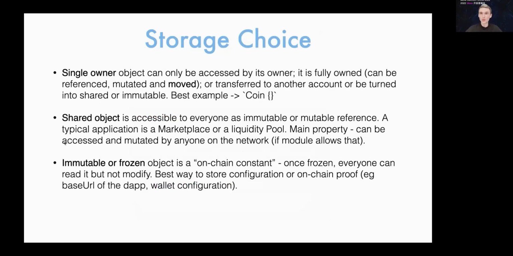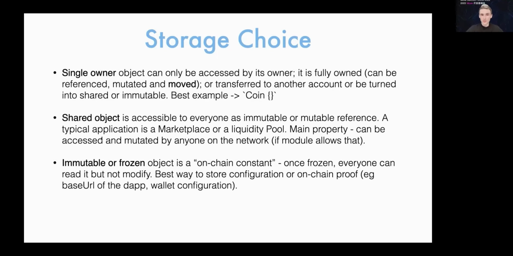So, for example, a coin: I own a coin, I send a coin, then they send the coin, and whatever happens with the coin. But if we have a marketplace or a liquidity pool, it's going to be a shared object because many people need to have access at the same time. And when you place a marketplace, you expect people to actually have access to it so they can buy items or list their items there.